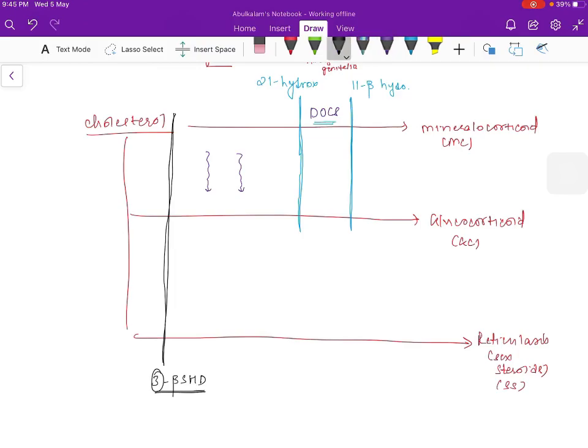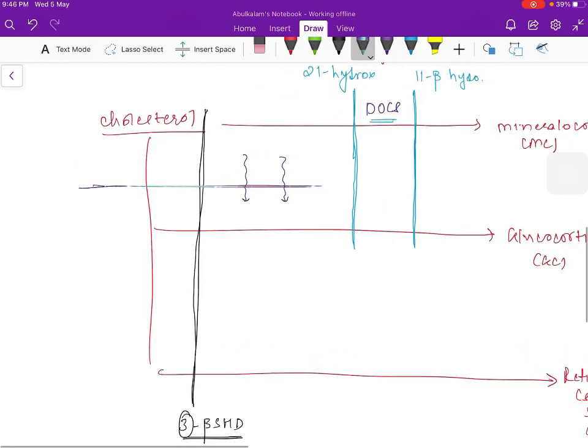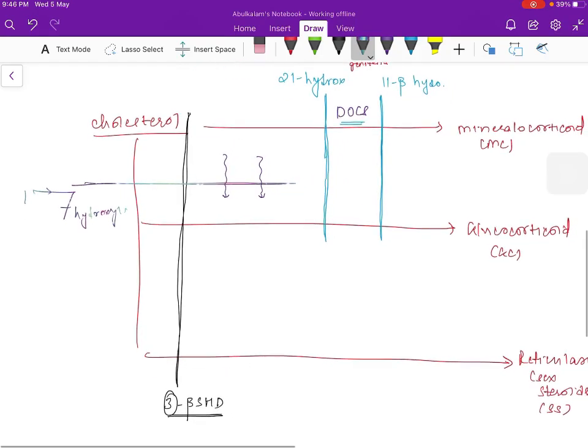Now there's only one enzyme which blocks the pathway horizontally. What do I mean by that? It is like this. There's only one enzyme. Let me use a different color. Yes, there's one enzyme which blocks the pathway horizontally. This is nothing but 17 hydroxylase, right? 17 hydroxylase, as you can see, it blocks the pathway horizontally.